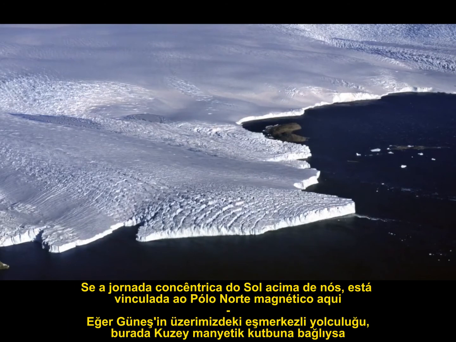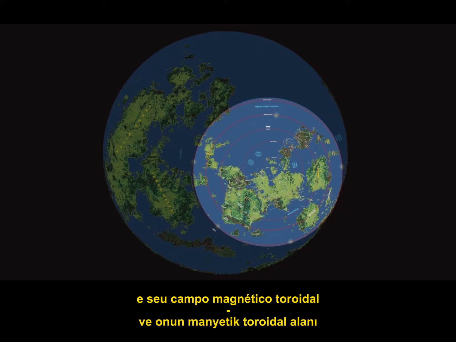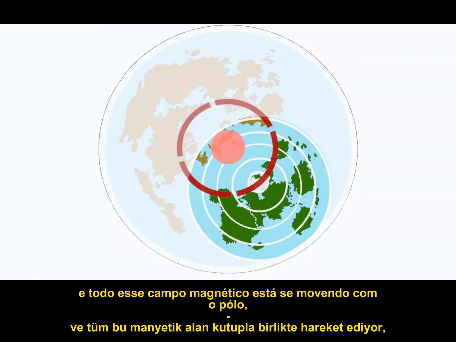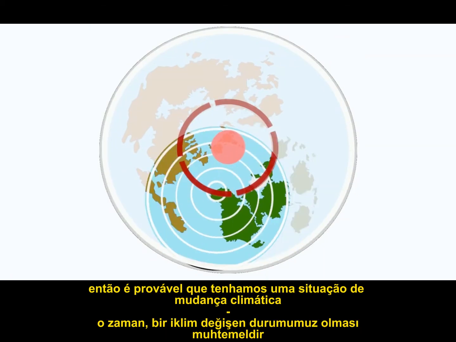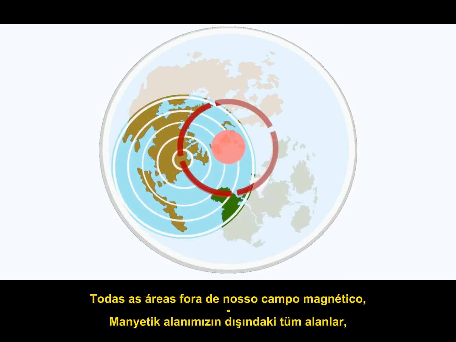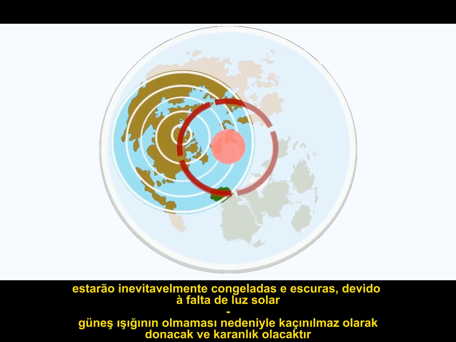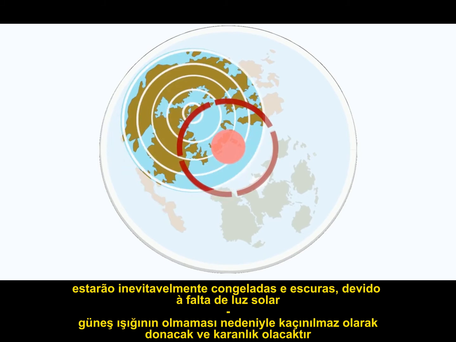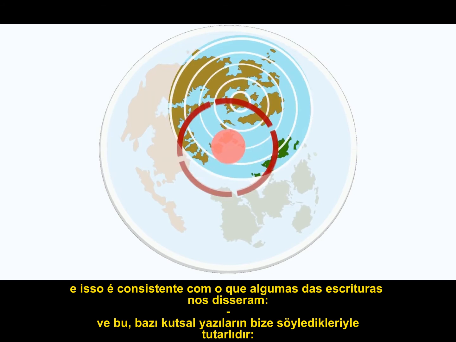If the sun's concentric journey above us is bound by the North Magnetic Pole here and its magnetic toroidal field, and this entire magnetic field is moving with the pole, then it is likely we have a situation of a changing climate as this process unfolds. All areas outside of our magnetic field will inevitably be frozen and dark due to the lack of sunlight. And this is consistent with what some of the scriptures have told us.